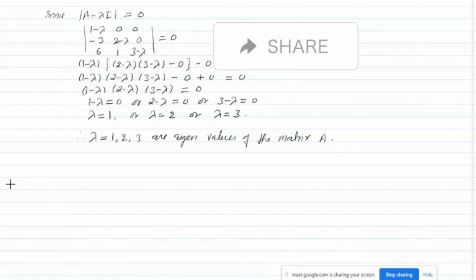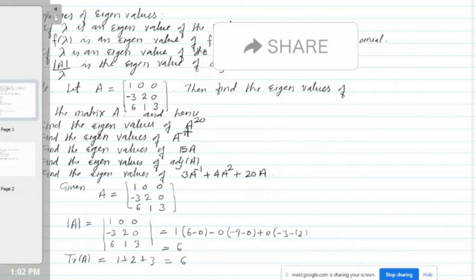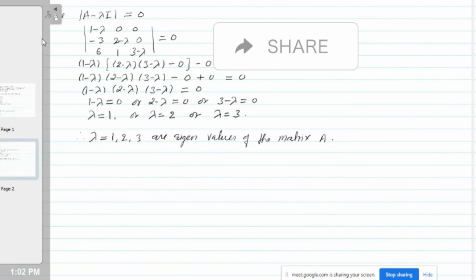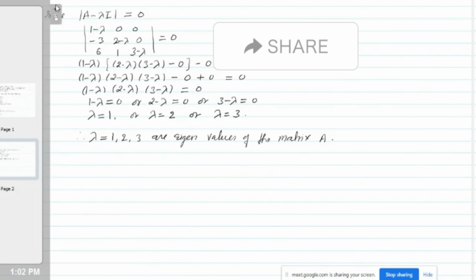Now our job is to determine the eigenvalues of A raised to 20, A inverse, 15A, adjoint of A, and the eigenvalues of this expression: 3A inverse plus 4 times A square plus 20A. Okay, so let us see how to find the eigenvalue of A raised to 20. Number one.